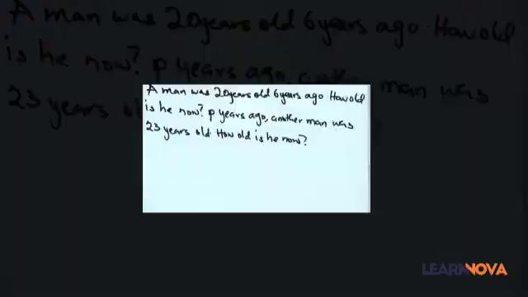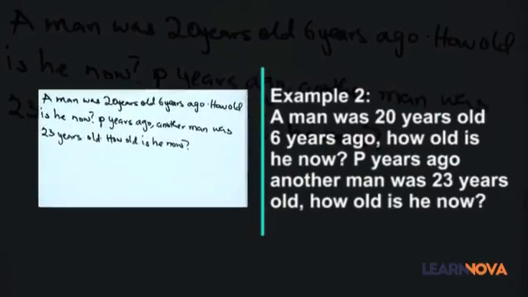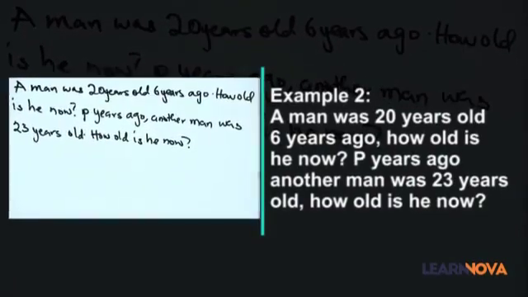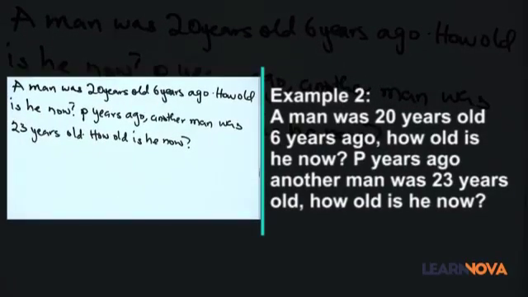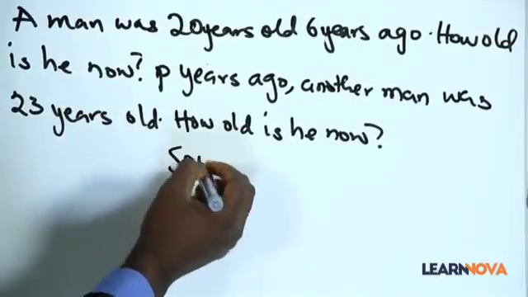The other example says, a man was 20 years old 6 years ago. How old is he now? Now the second part of the question says, P years ago, another man was 23 years old. How old is he now? Yeah, I know some of you are like, okay, you solve the math quickly. I know you're all bright students and viewers. Now let's solve together.